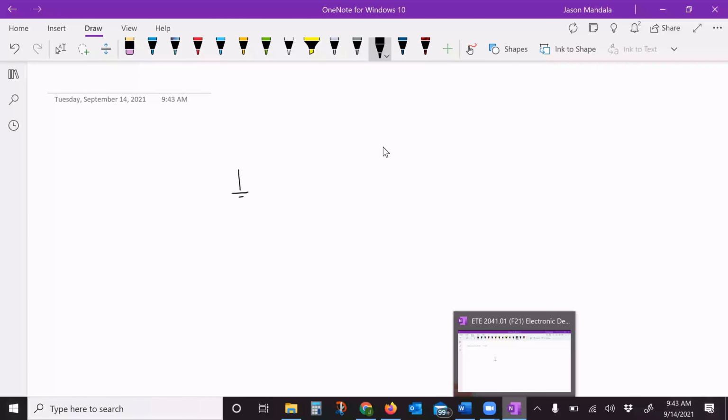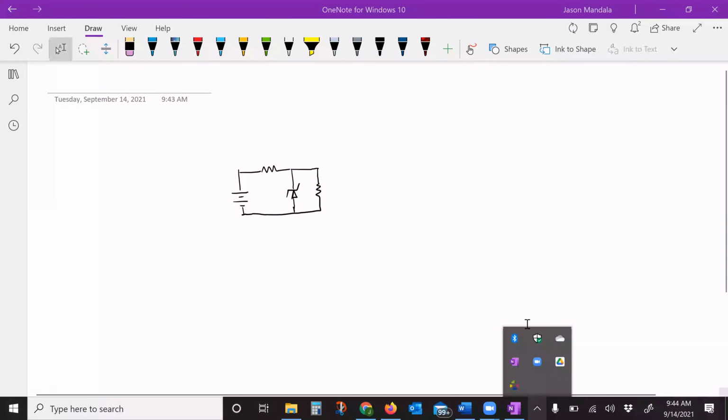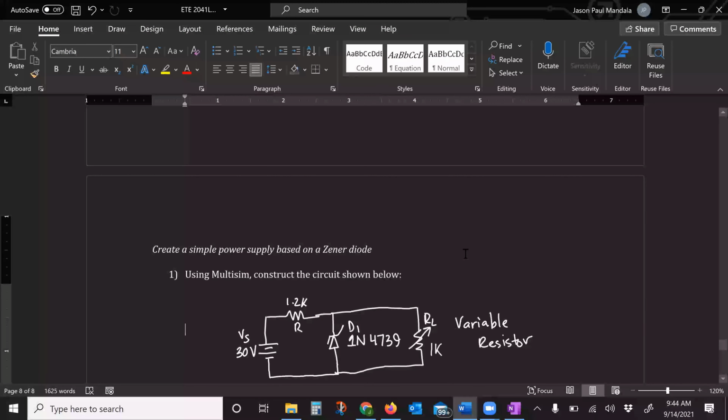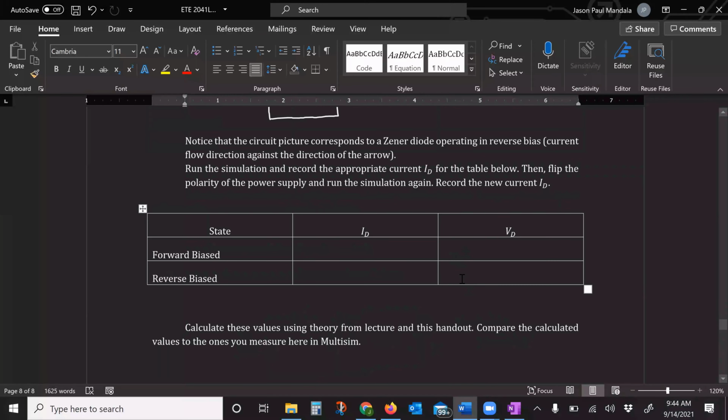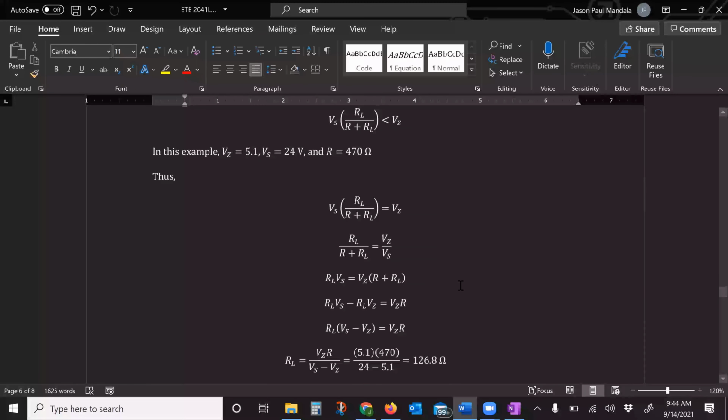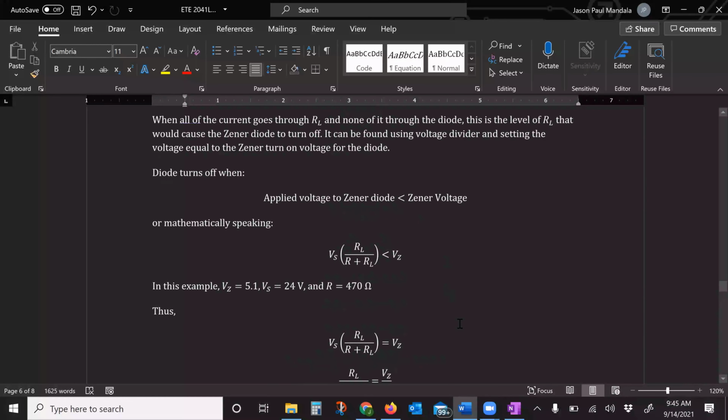Everything is laggy. Actually, I think it's in the handout. Let me just go to that because the writing right now is not cooperating. It's putting too much stress on my laptop. Okay, yeah, it's right here in the lab handout.